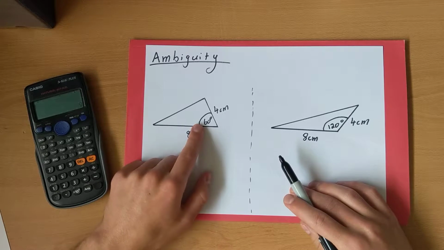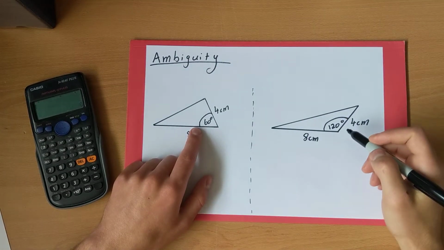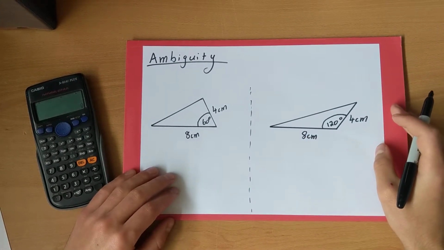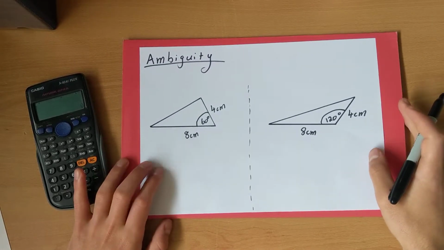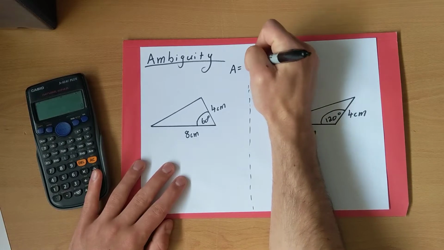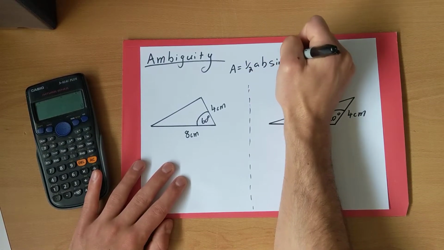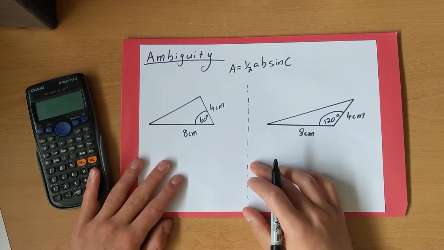But this one is an acute triangle with an angle here of 60 degrees, and this is an obtuse triangle with an angle here of 120 degrees. In order to demonstrate the issue that can come up, let's use our formula, which we know is area equals a half times A times B times sine C, to calculate the area of these two triangles.